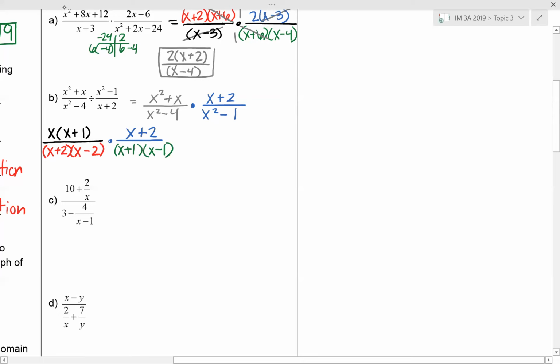So now looking at our factored form, we can identify what factors reduce. So our numerator has an x. Notice nothing else has an x. So I know that that's going to be a piece of my answer. X plus 1 reduces, as does the x plus 2. So our numerator, we're left only with x, and our denominator is left with x minus 2 times x minus 1.